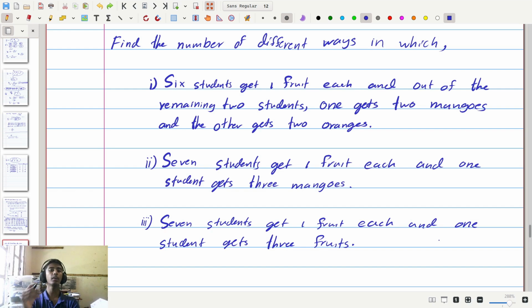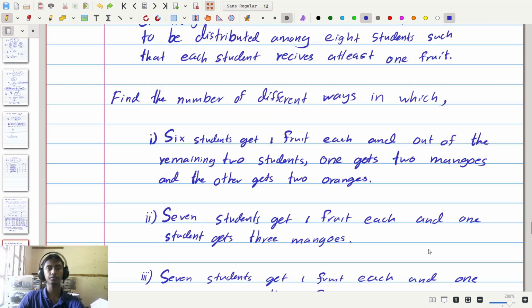Those are that the 1 student gets 3 fruits, could get 2 mangoes and 1 orange, 1 mango and 2 oranges, or even 3 oranges. So what we have to do in the third question is expand on the second question with the other 3 possibilities for getting 3 fruits. So let's start solving with the very first question.